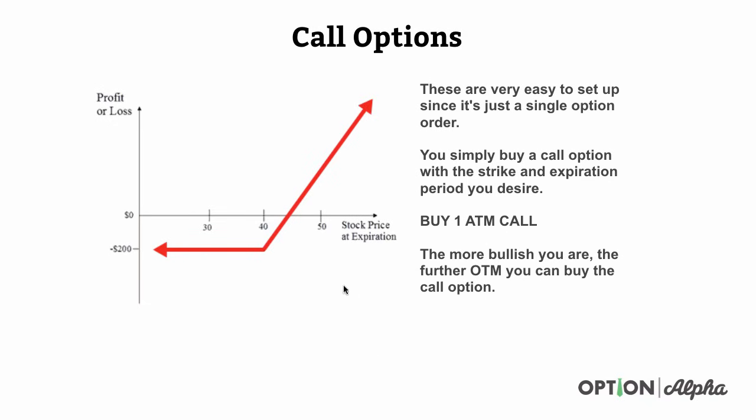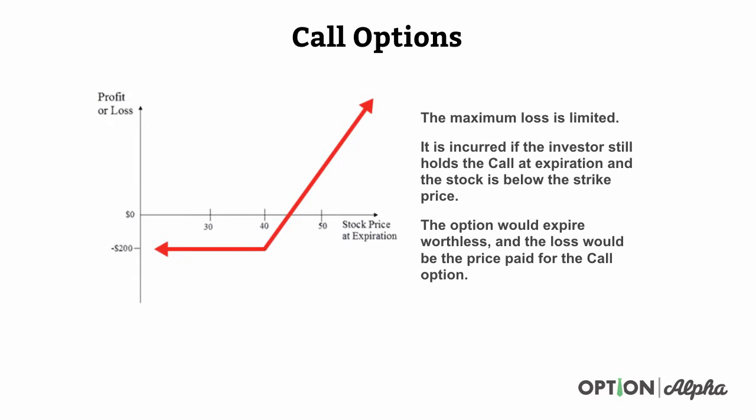An at the money option would be if the stock is trading at $40, you would buy the 40 strike calls. If the stock was trading at $30, you might buy an out of the money option, meaning the stock price isn't quite at the strike price yet, and you might buy an out of the money 40 strike call option. So again, where you buy the options is determined by how bullish you are and how much time you need until expiration.